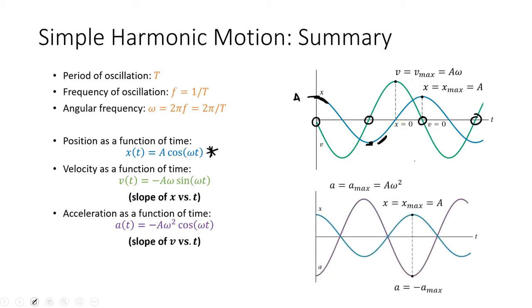So position and acceleration, one will always look like it's flipped over the time axis compared to the other. So they should both either be cosine functions or sine functions, and they're related by their amplitude. The amplitude of the acceleration is going to be A times omega squared, whereas the amplitude of the position is just A. And I forgot to mention the amplitude of the velocity versus time curve is always going to be A times omega.